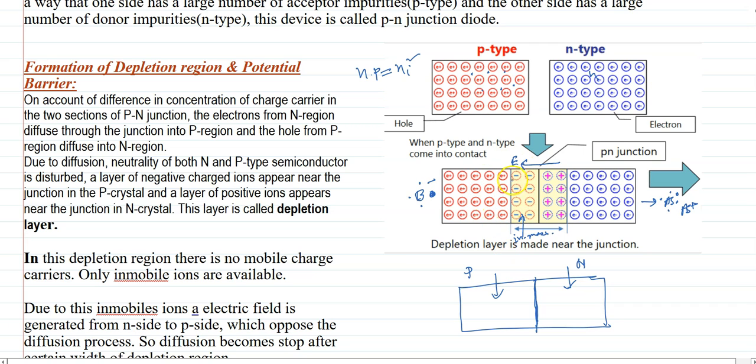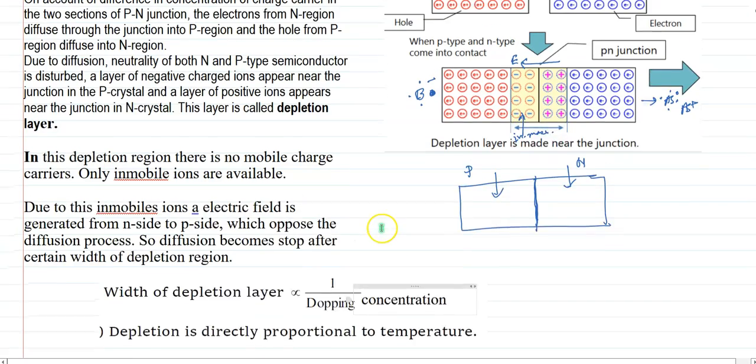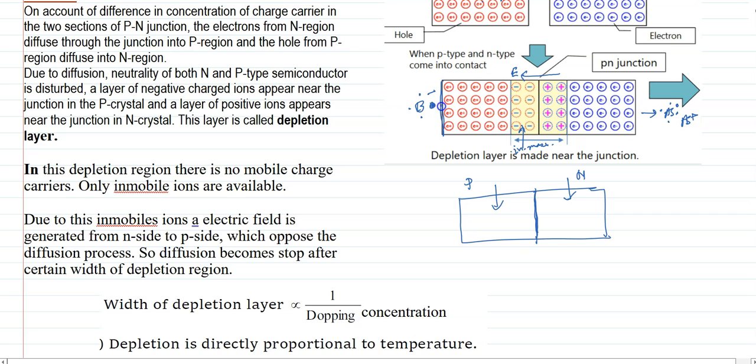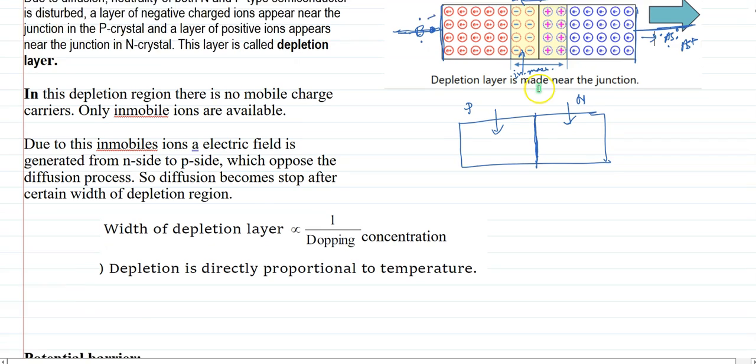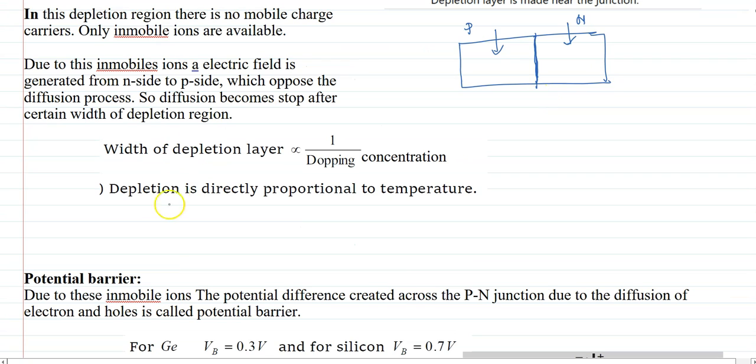Okay, so now what happens, the diode is made. It has two terminals, one terminal coming from the p side and another terminal coming from the n side. In the middle region there is also a potential difference because of immobile charge carriers. The width of the depletion layer is inversely proportional to the doping concentration and directly proportional to the temperature.